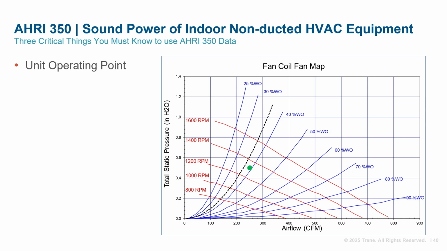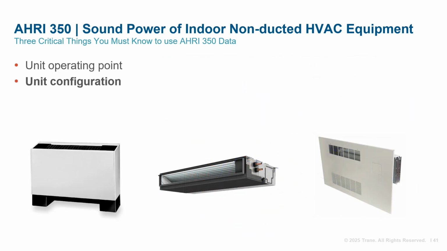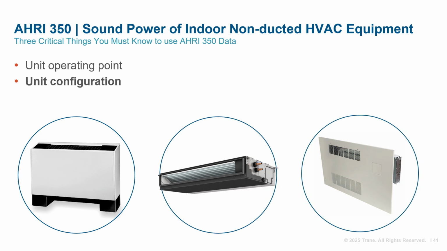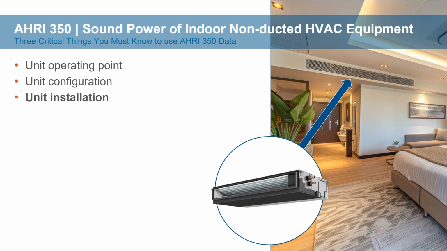When you receive 350 sound power data, there should be supporting documentation which clearly defines three critical variables which are fundamentally tied to the amount of sound the unit emits. First up, the unit operating point, which includes the airflow, fan speed, and static pressure rise. Second, the unit configuration, which varies greatly. But just for example, we are showing a fan coil in 3 of the many possible configurations. On the left is vertical cabinet. In the middle is horizontal concealed. And on the right is vertical recessed. And third, the unit installation. Shown on the right-hand side of the slide is an example installation of a horizontal concealed unit.